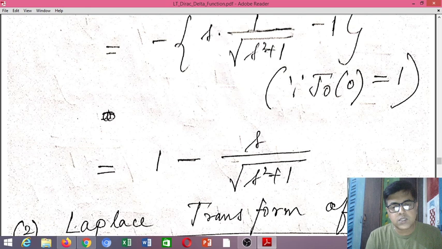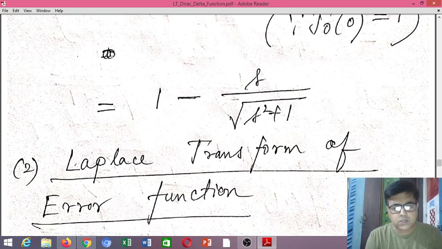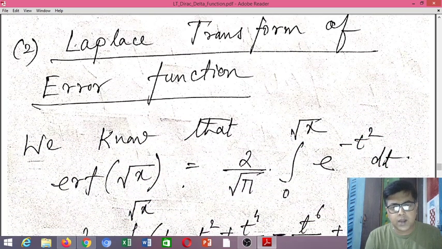1 minus s by square root of s squared plus 1 is the Laplace transform of the Bessel's function of order 1. Clear? Okay. Now coming to the Laplace transform of the error function, another special type. We have done the Bessel's function, now we'll come to the error function.